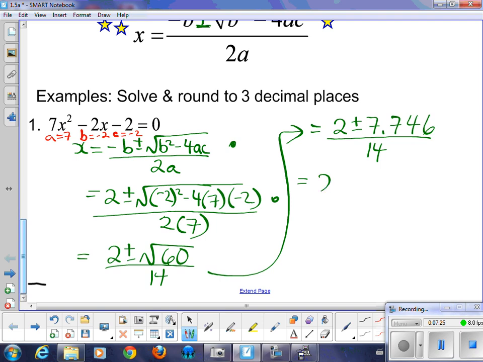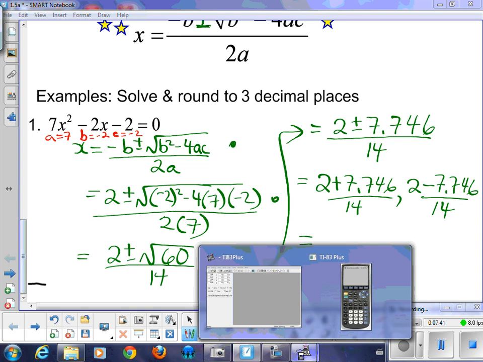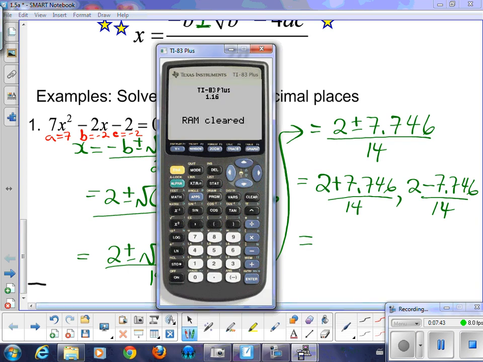So the one root is 2 plus 7.746 divided by 14, and the second one is 2 minus 7.746 divided by 14. And then what we do is we just bring out our calculator. Watch your order of operations here as well. So here it is, clear that. So we have 2 plus our 7.746 equals divided by 14.